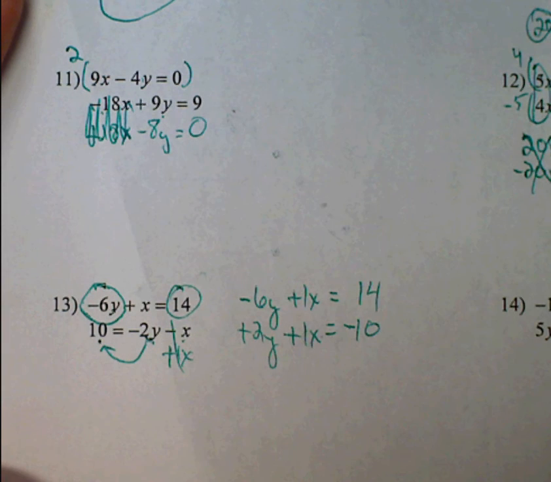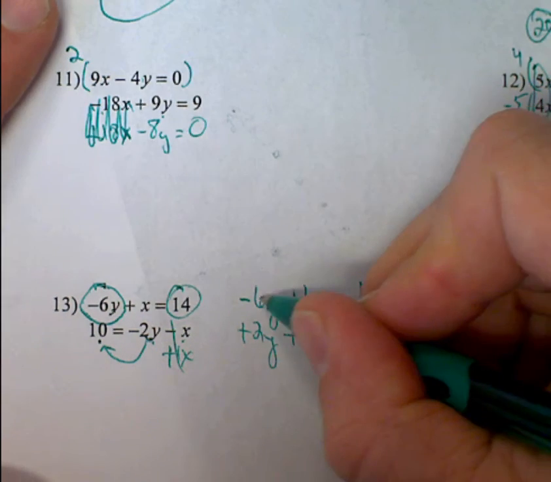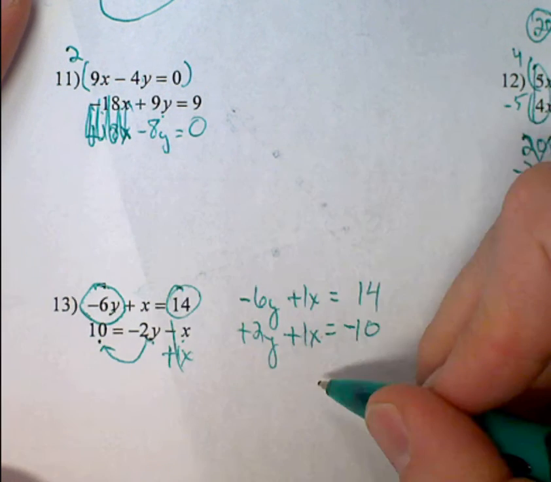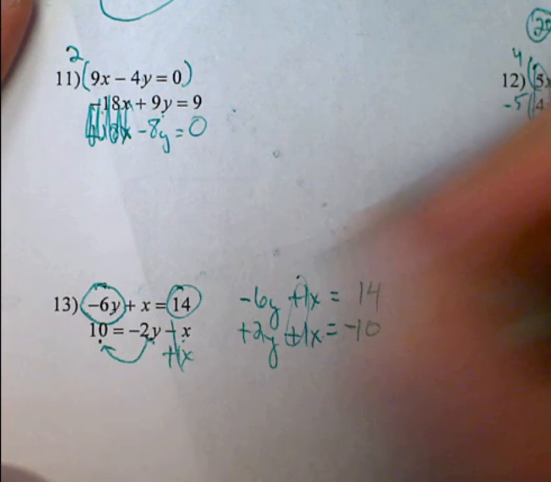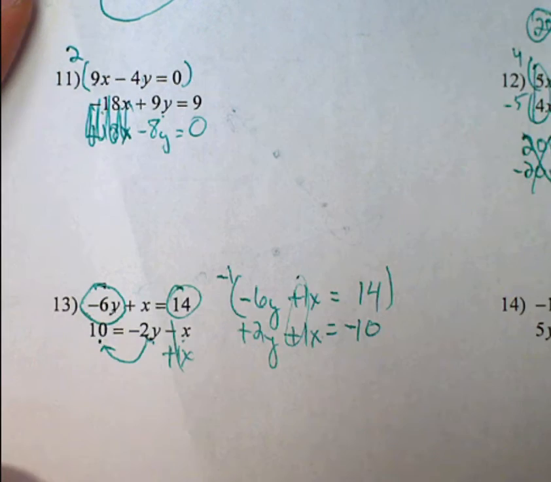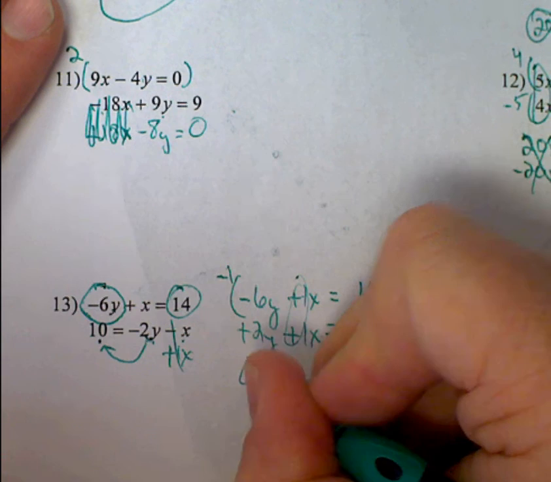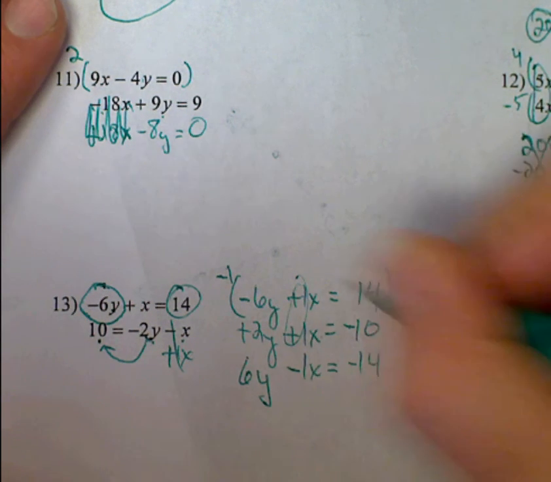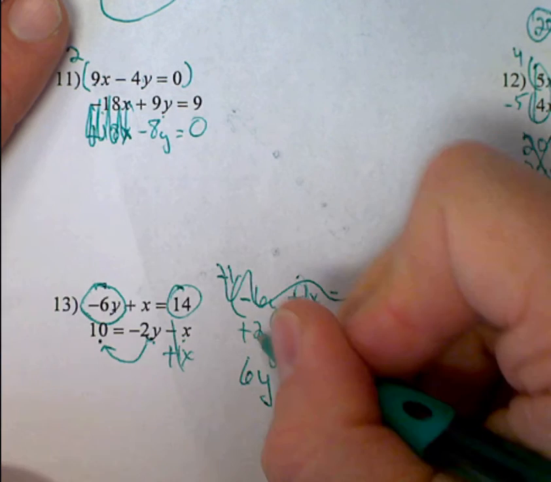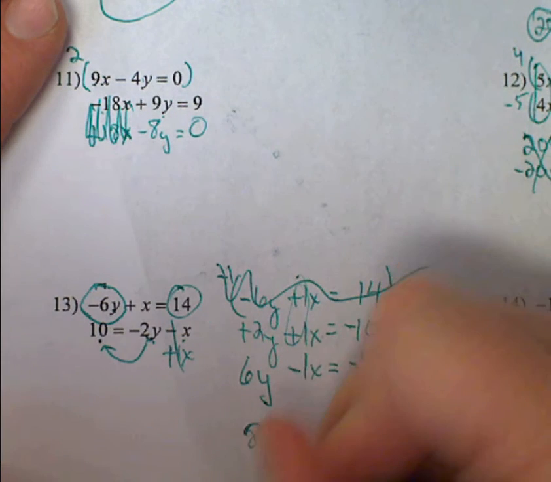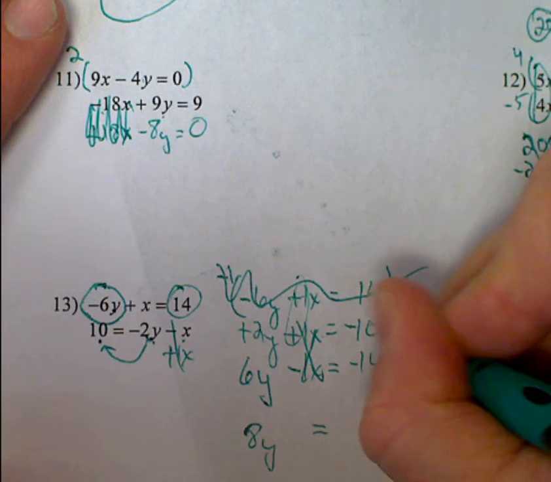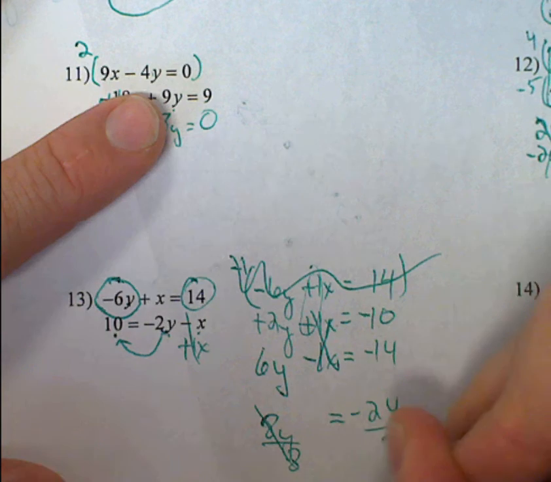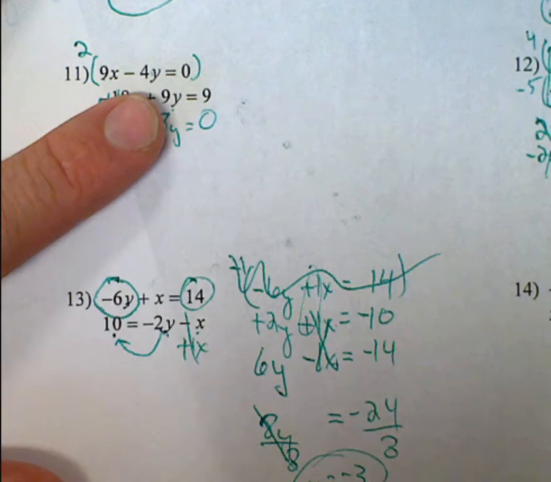Now they're on top of each other. I could either get negative 6, positive 2 to be opposites, or I could get positive 1, positive 1. I like this right here. So I'm actually just going to multiply this by negative 1 to get negative 1x. That becomes positive 6y. That becomes negative 1x. That becomes negative 14. 2 plus 6 is 8y. Those eliminate. Negative 10, negative 14 is negative 24. Divide by 8. Y equals negative 3.